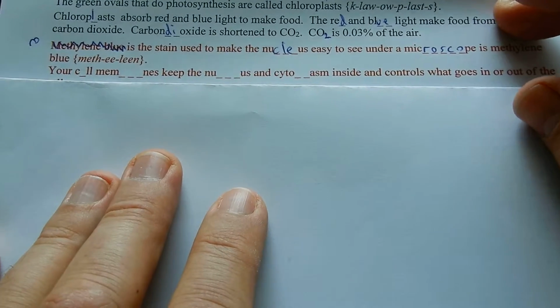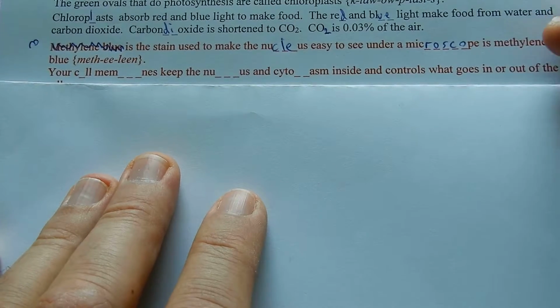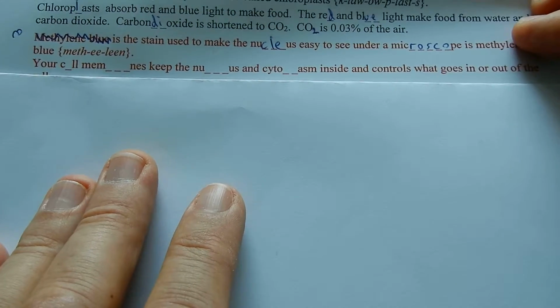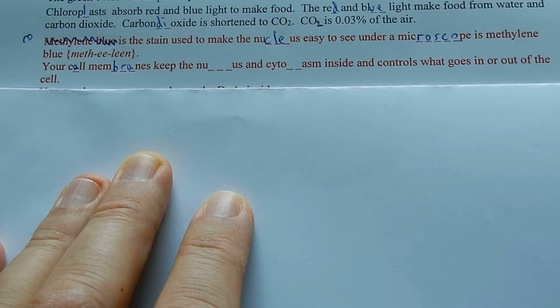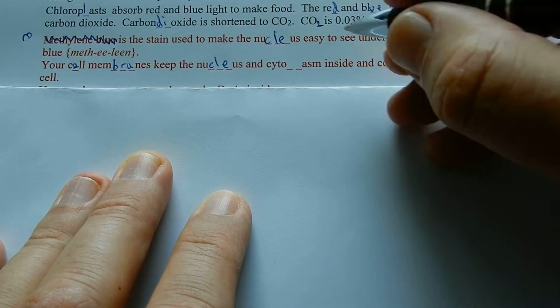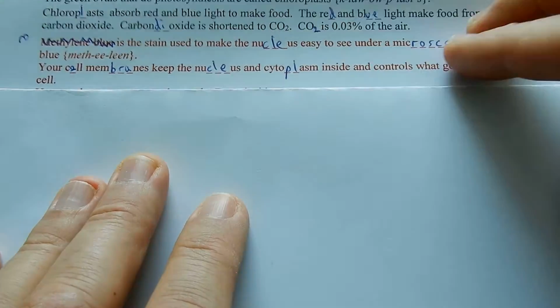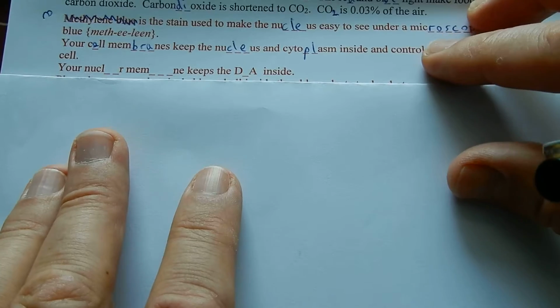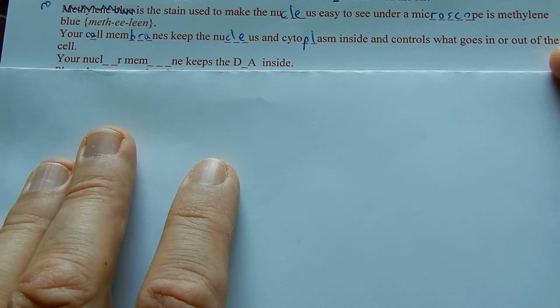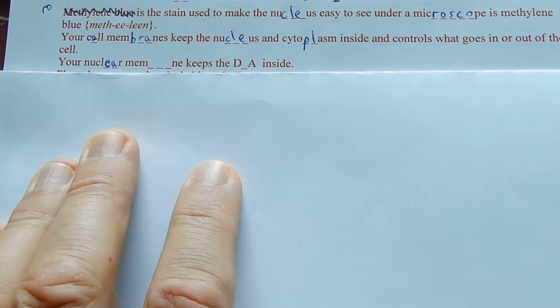Your cell membranes keep the nucleus and cytoplasm inside and control what goes in and out of the cell. Yeah, unless you're being attacked by bacteria that break through it and give you diseases, make you ill. Or viruses that squirt their DNA or their RNA into your cell through the membrane. Your nuclear membrane keeps the DNA inside.